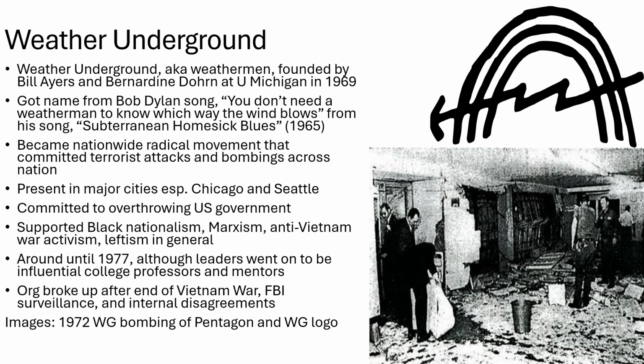They were around until 1977, although the movement lost steam in the mid-1970s as the U.S. involvement in the Vietnam War came to an end, and as leaders in the Weather Underground were arrested and imprisoned, often using illegally obtained evidence. And they were heavily surveilled, as were many New Left organizations. And there were also internal disagreements. As a movement gets bigger and broader, it begins to fracture over disagreements. And the image on this slide is of the 1972 Weather Underground bombing at the Pentagon.